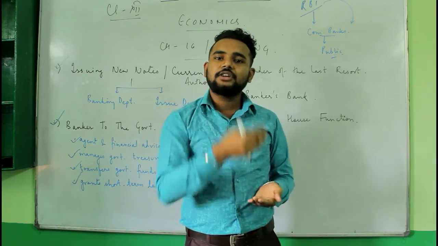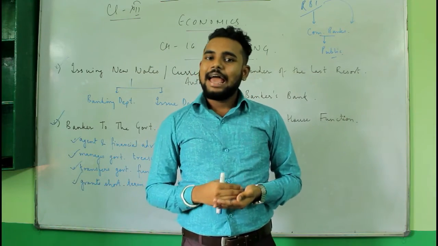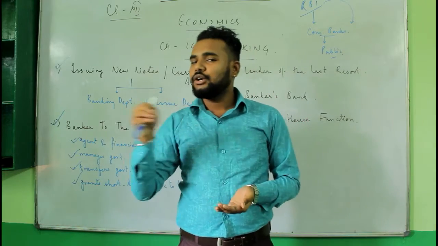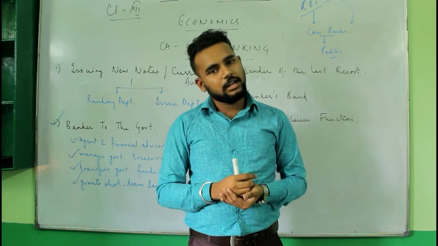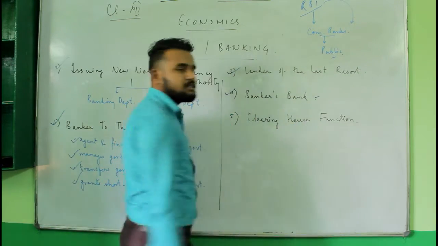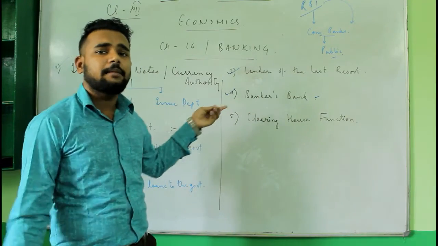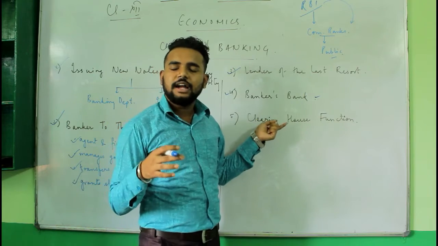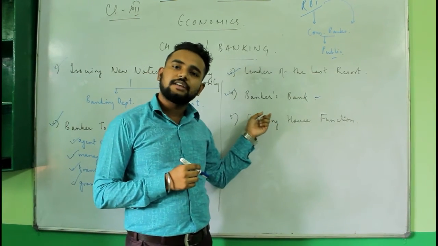RBI keeps a part of the commercial banks' money as a saving with it, so that it can provide loan to any such bank in case of any time of crisis. Clear? So this point is very, very easy. You can understand this. Banker's bank. So that point you have to say. And one point you have to say that RBI controls, coordinates, regulates all other commercial banks. And second point you will say that RBI gives loan to any other banks in times of crisis.